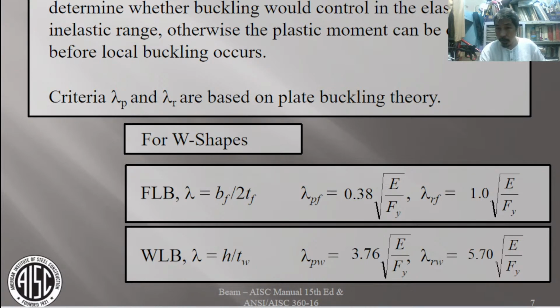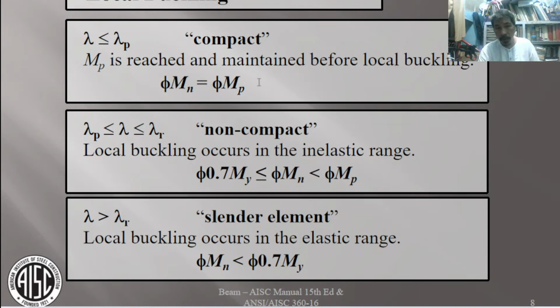There is a concept like this one, even for the W-shape. So we have flanges, we have web. This is for flanges and for web. Okay, so local buckling, compact section. What do you mean by compact section? Lambda is equal to or less than lambda P.